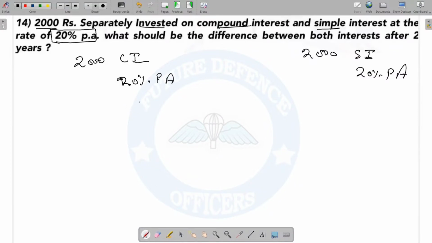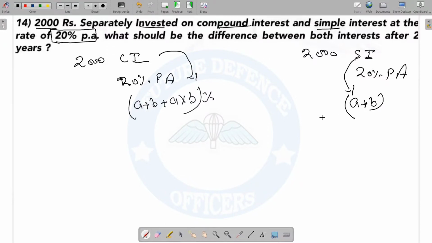The percentage will be merged as A plus B plus A into B percent. Correct? This much percent will be in the compound interest. In case of simple interest, the interest will be simply A plus B. Correct? A plus B percent. Now observe why the difference comes in both interests. The difference comes from this A into B percent. So you can simply say A into B percent of the money you have invested, the principal, will be the difference.